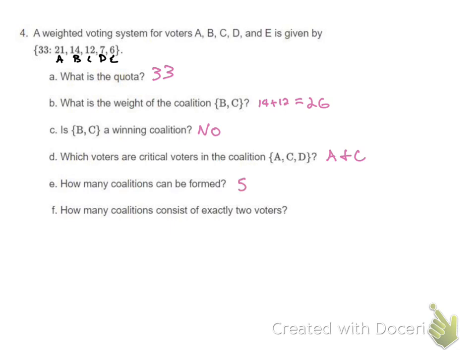How many coalitions can be formed? To do that, we do 2 to the 5th power because there's A, B, C, D, E, 5 different voters. So that would give us 32 minus 1, which would be 31 coalitions that could be formed. And don't worry about how many coalitions consist of exactly 2 voters. Okay? All right, make sure you get this down.